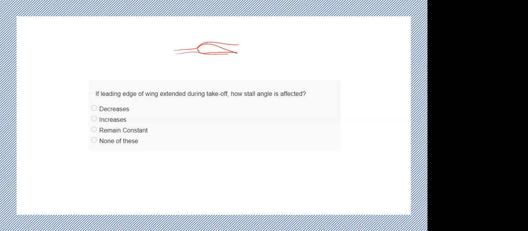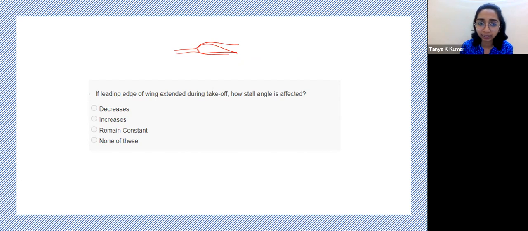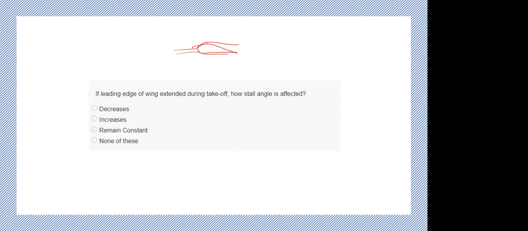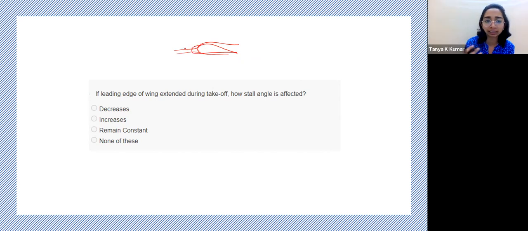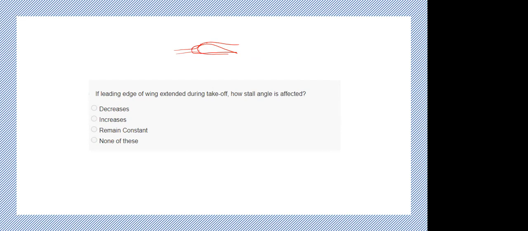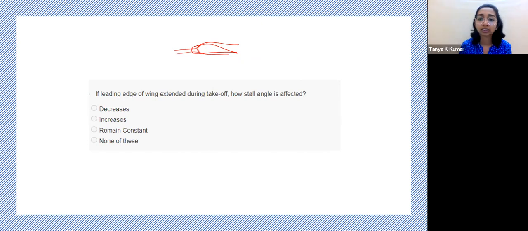Extend slat for the leading edge. Yes. What does the slat do? It increases the stall angle, right? I'm poor at this drawing, but it extends the leading edge. So what will the stall angle be after this? Stall angle will be increased.